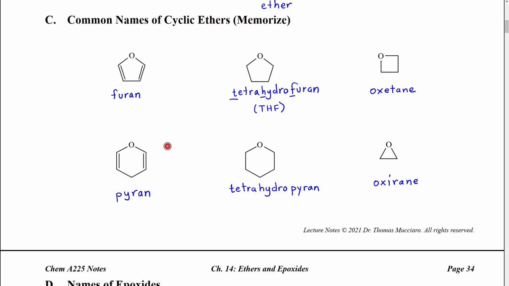This is a 6-membered cyclic ether which has 2 double bonds, very similar to furan, and it is called pyran. Again, if we completely hydrogenate it, pyran would absorb 4 hydrogens, becoming tetrahydropyran. And finally, the common name for a 3-membered ring cyclic ether is oxirane. We'll be using that to name epoxides in a section below.